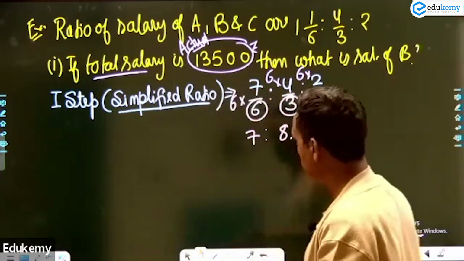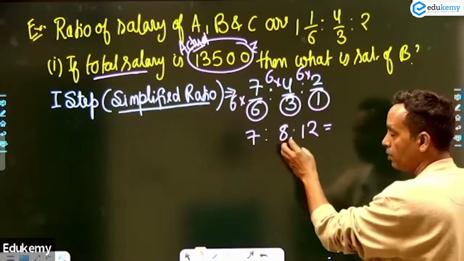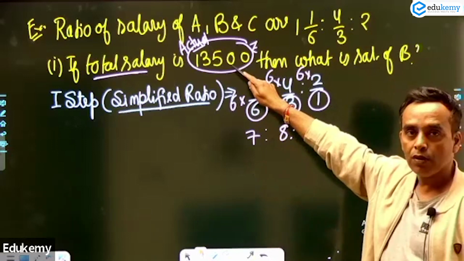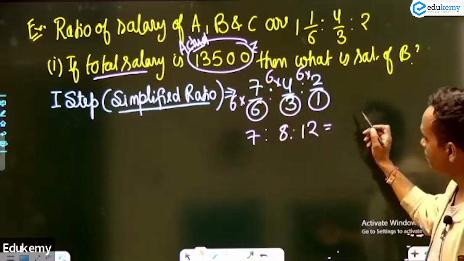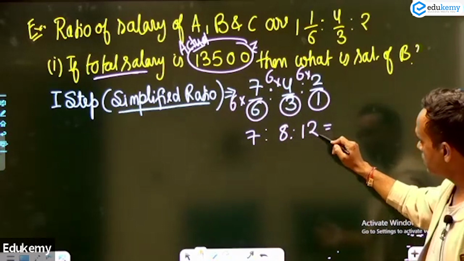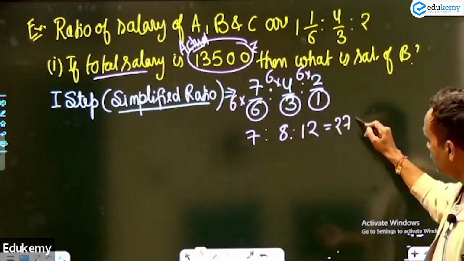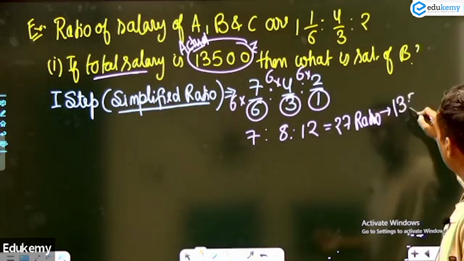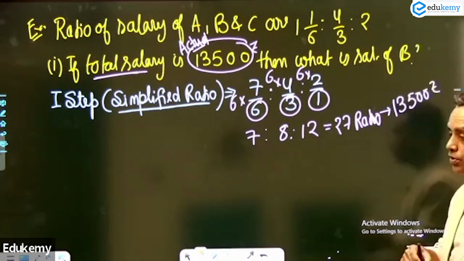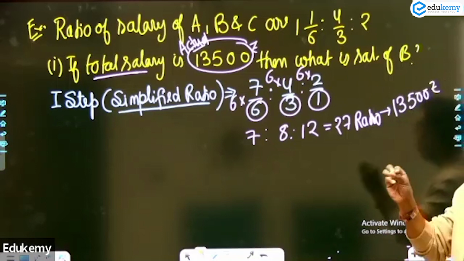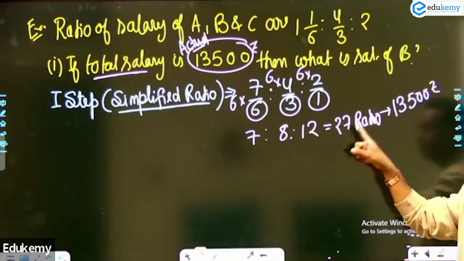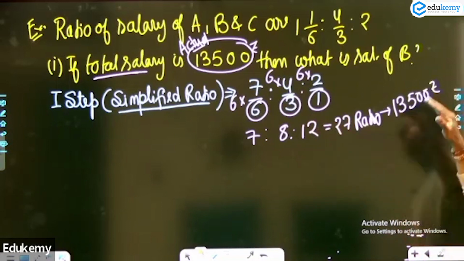Now concentrate. There are three numbers: 7, 8, 12. So you have to add, because the sum of salary is given. So add them: 7 plus 8 is 15, and plus 12 is 27. The ratio 27 is equivalent to 13500 rupees in this question. Please concentrate. It is the only method to solve any question of ratio. Equivalent method. In the ratio 27 and the actual, both are the same.